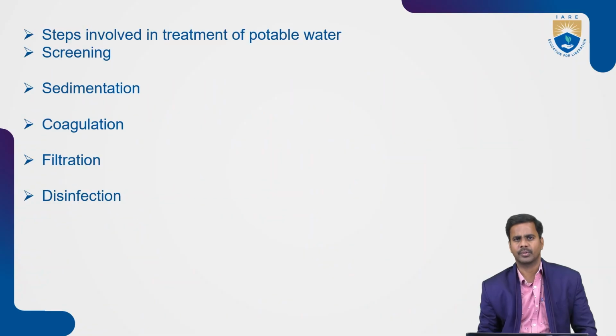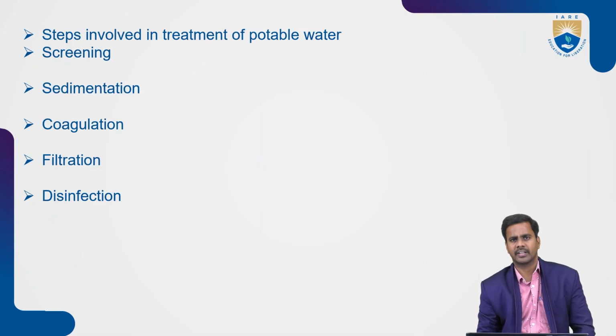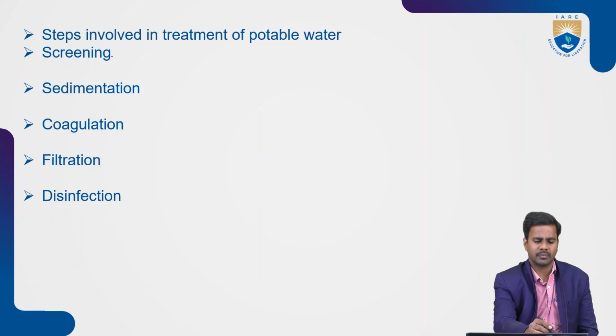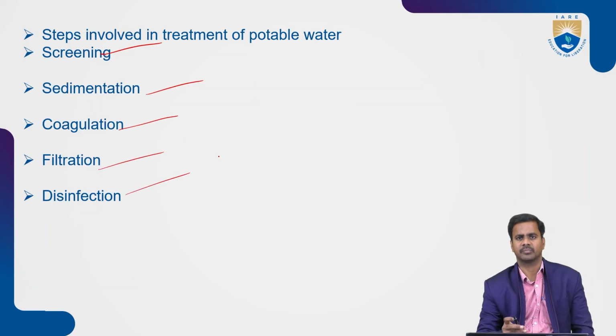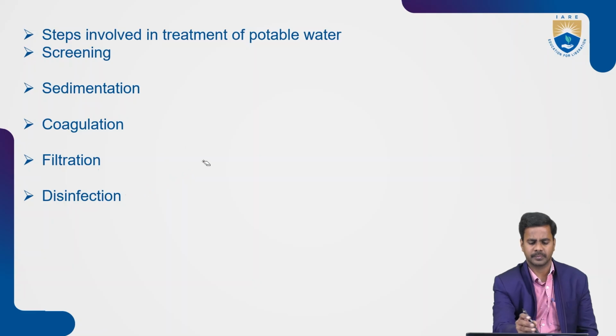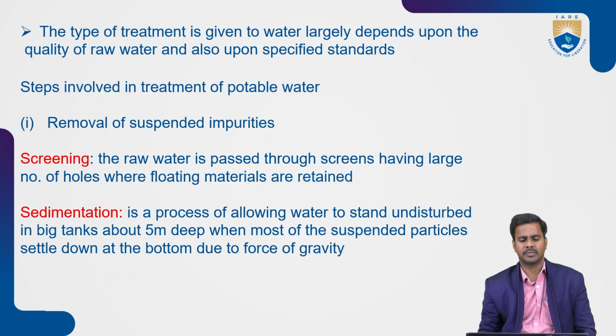Next, coming to the different treatment methods of potable water. How can we purify the potable water? Potable water can be treated by the following steps: screening, sedimentation, coagulation, filtration, and disinfection. Let us discuss one by one. Steps involved in the treatment of potable water.